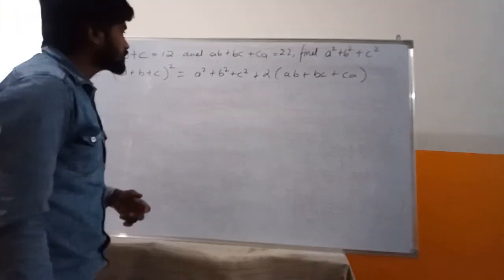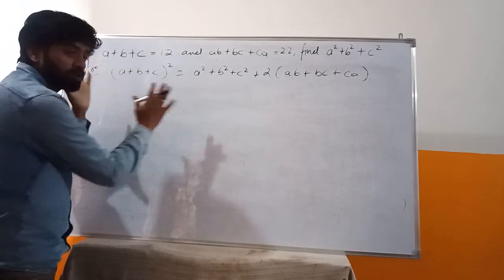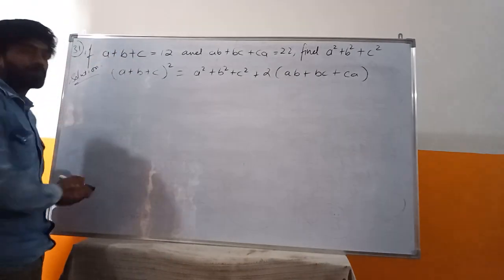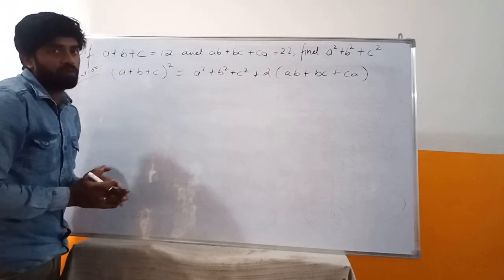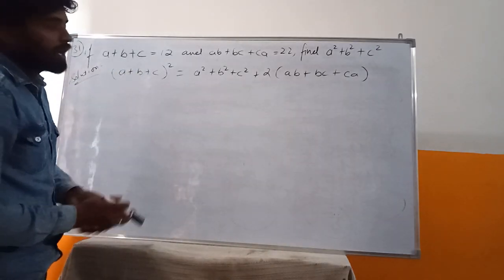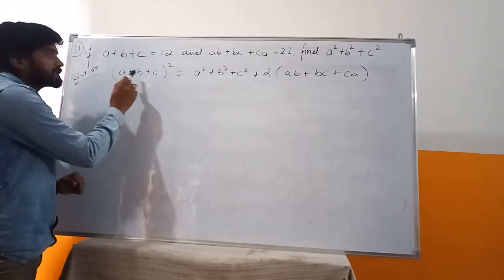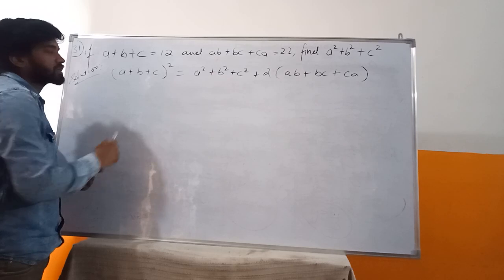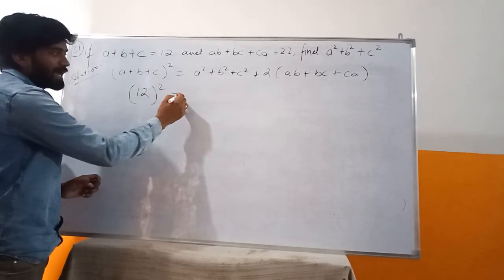Now, how to solve this question: there are so many questions after 31 that are based on the same topic. Sometimes minus is missing, sometimes plus is missing, but you have to go with this formula. So right now I did apply the formula. Now I'm going to figure out what values I can put. a plus b plus c, I know the value, that is 12. So I'm going to write 12 over here, squared, equal as it is.